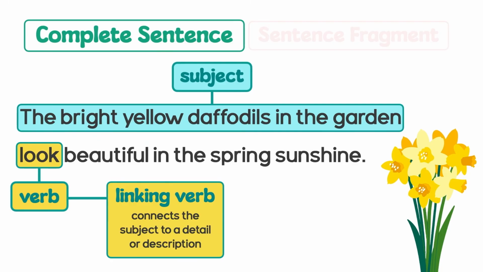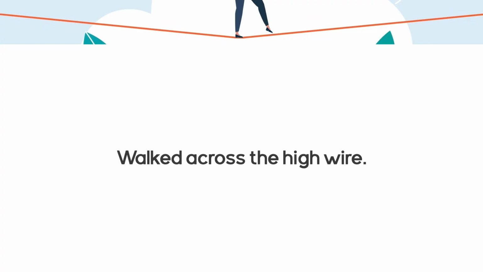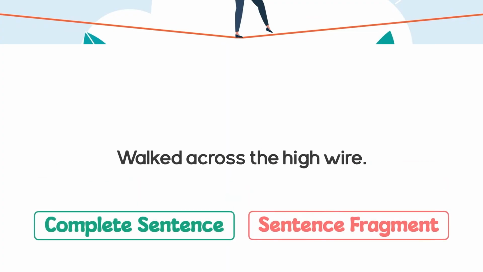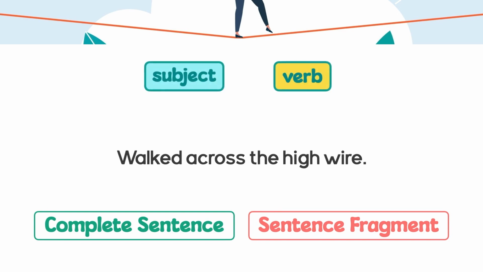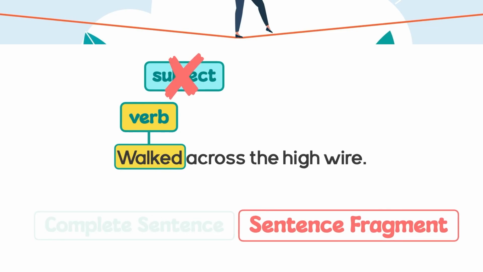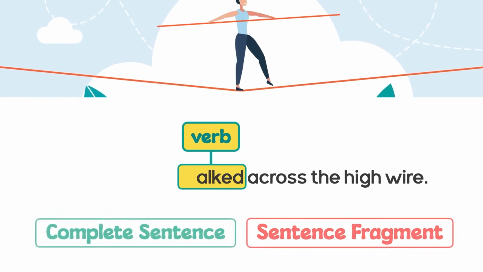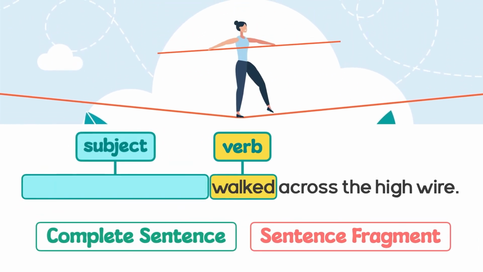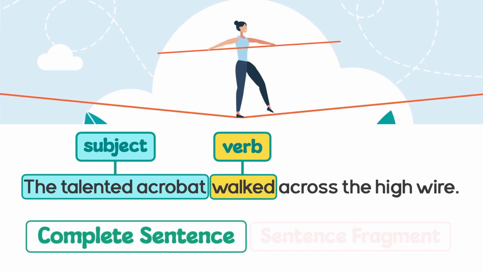Let's try another example. Ready? Here we go. Walked across the high wire. Is this one a complete sentence or a sentence fragment? Well, do we have both a subject and a verb? It looks like we have a verb, walked, but we don't know who or what walked. The subject is missing. That makes this a sentence fragment. Let's fix this. We need to add a subject. We could write, the talented acrobat walked across the high wire. Now there's a subject and a verb, so we have a complete sentence.